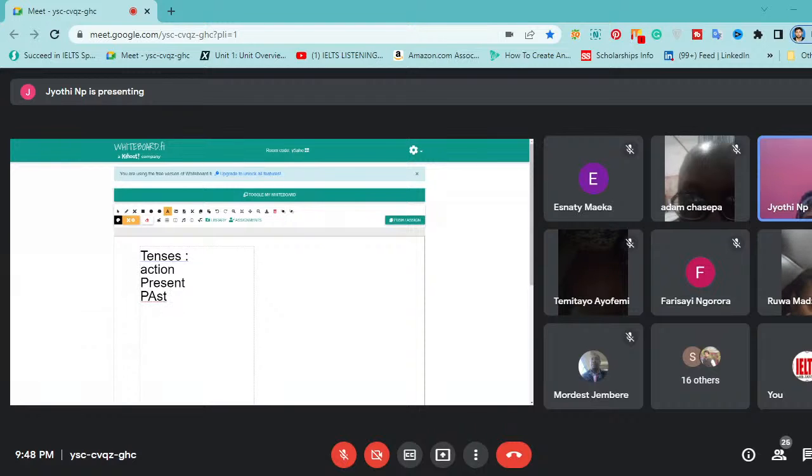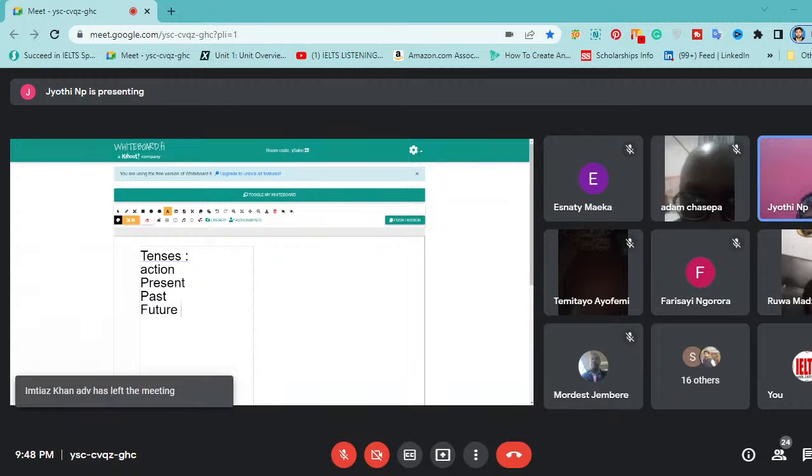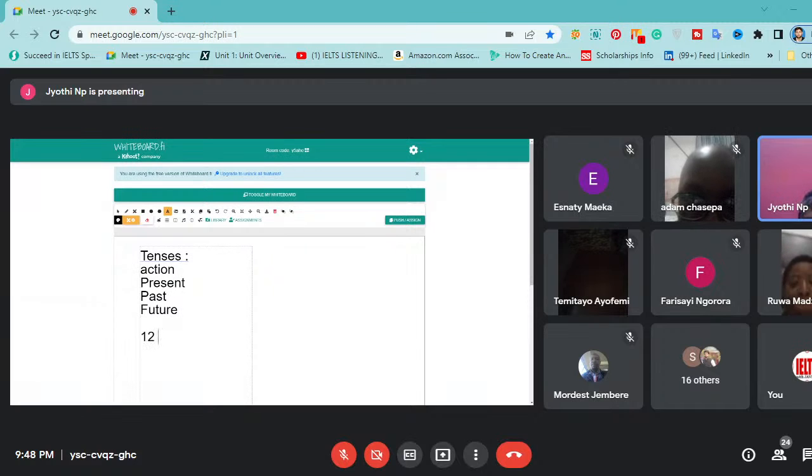Past tense and a future tense. Now each of these is subdivided into 4 tenses, and in total we have 12 tenses. So for example, let's take the present tense.